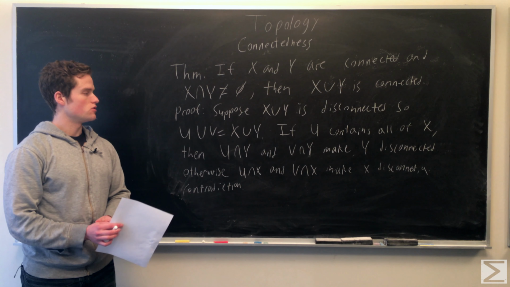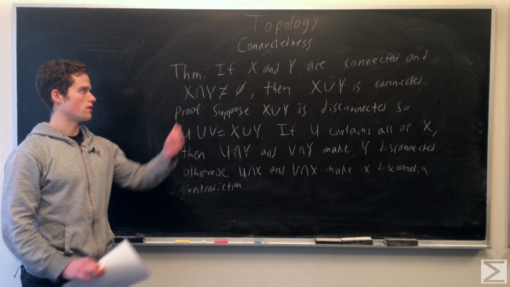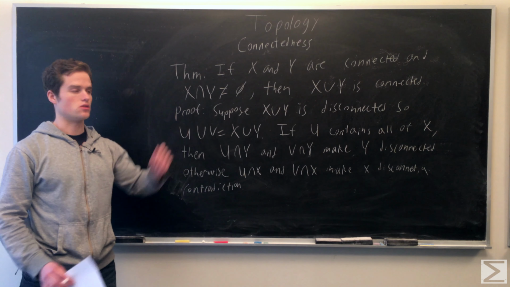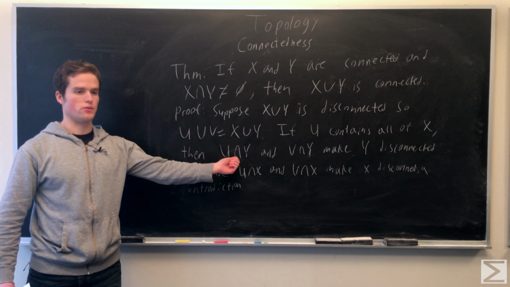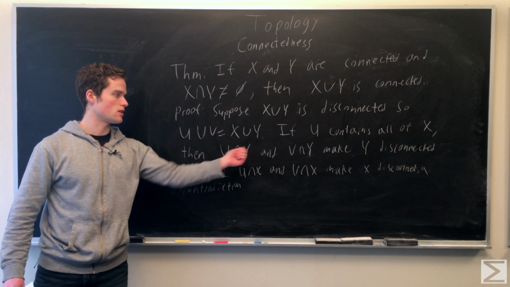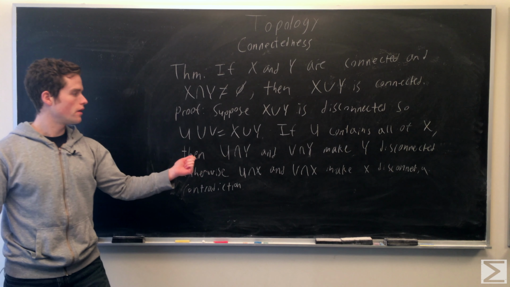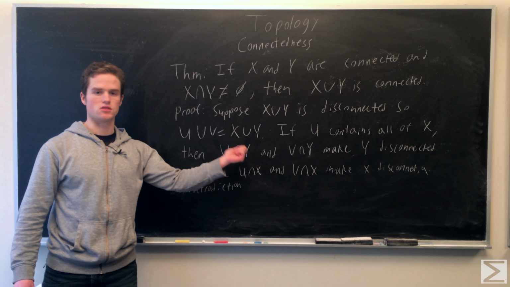So first assume U contains all of X. In this case, since X and Y intersect, U must also contain some of Y. So in that case, U intersection Y is non-empty, and V intersection Y is non-empty, and these are both open sets in the subspace of Y. And these both satisfy the conditions to make Y a disconnected set, which is a contradiction.